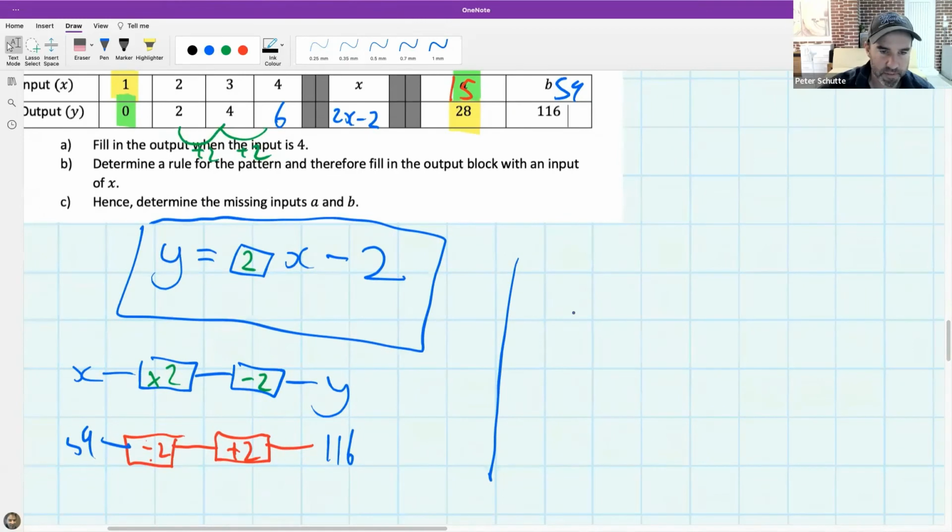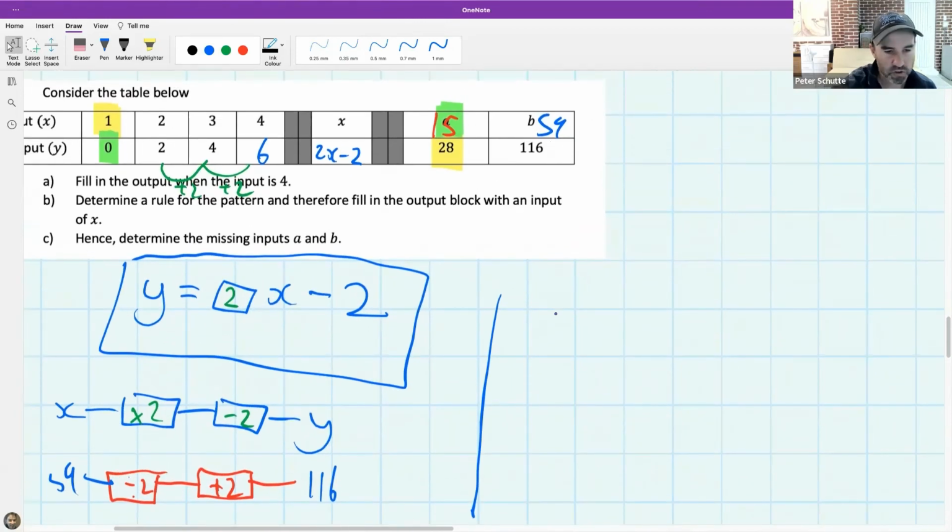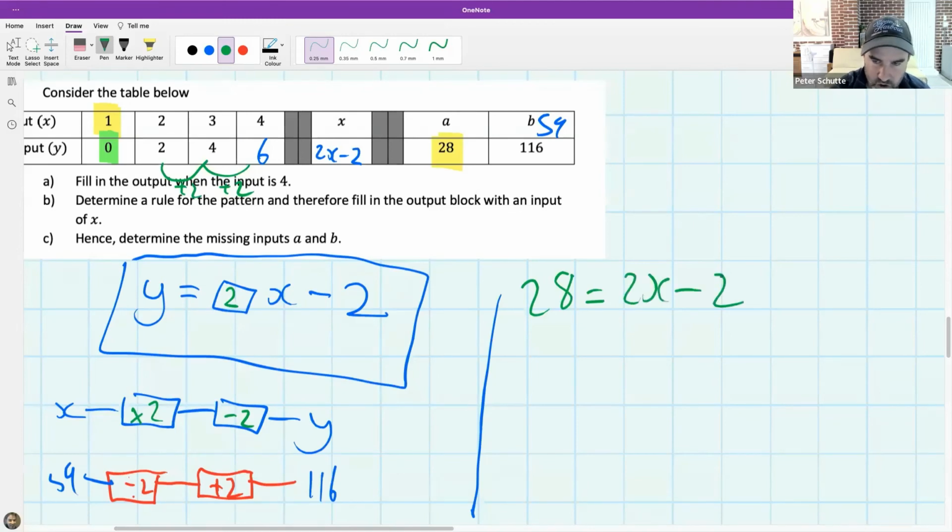Now, I just want to show you guys something here too. If we didn't use the flow diagram method, we could have also used what I call the algebra method. If I go back to the original one where I wanted to find out what A was, can you see that 28 is the Y value? It's the output. And what I could have done is say 28 equals 2x minus 2. Now, just take a moment and see if you understand what I've done. This used to be Y, and I've replaced it with 28 because 28 is in my table. And now I'm going to solve for the input, which is X.